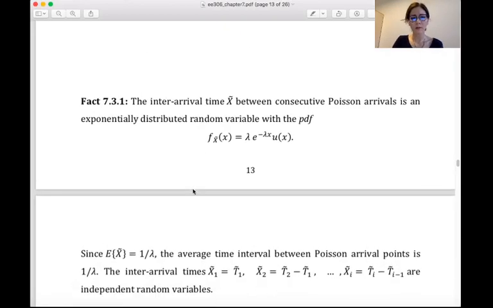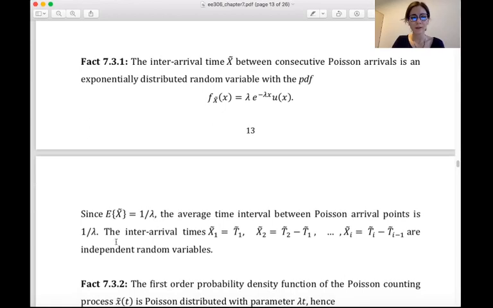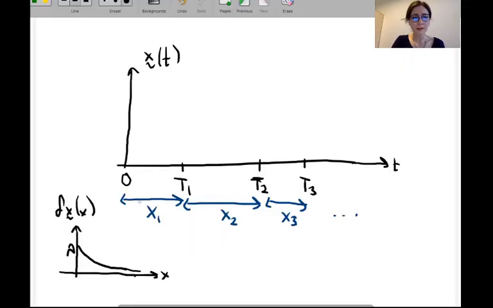So this is not the only deduction. The next thing is that the different inter-arrival times, x1, x2, x3, and so on, are all independent. So this means that x1, x2 and x3 all have the same distribution. They're all exponential random variables, but they're independent of each other.